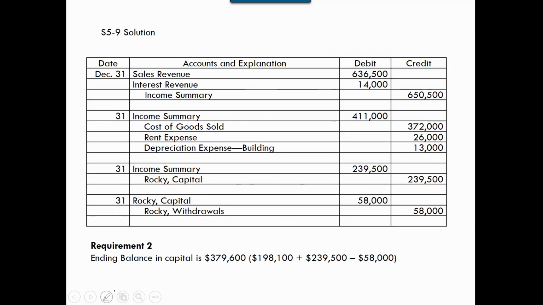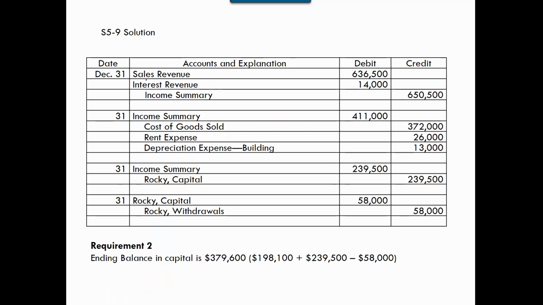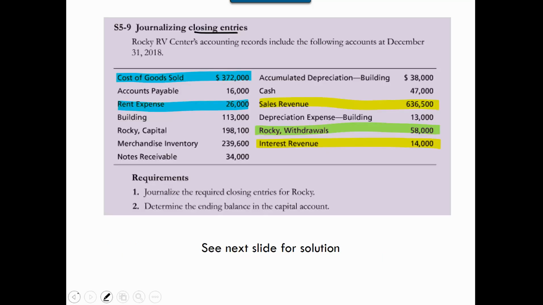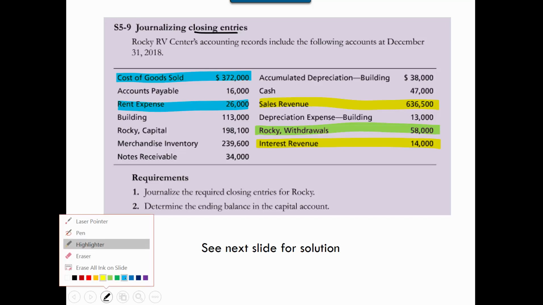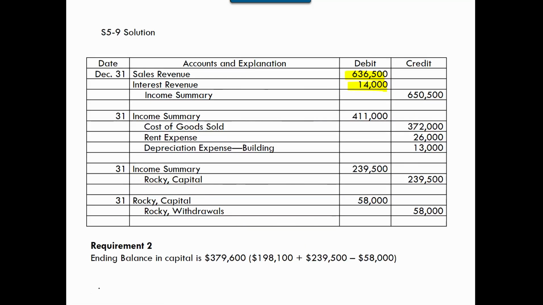So here's the solution to that. It's probably more legible than if I did it. So we did the sales revenue and the interest to income summary. Then we closed, we did have another expense. Where is it? Depreciation expense. There it is. So what did I say? That was blue. So there's our depreciation expense. So we close those three expenses here. Close those three to income summary.